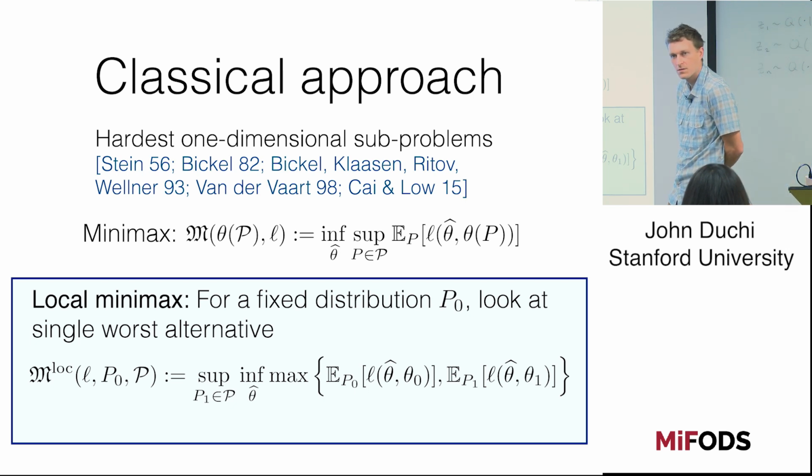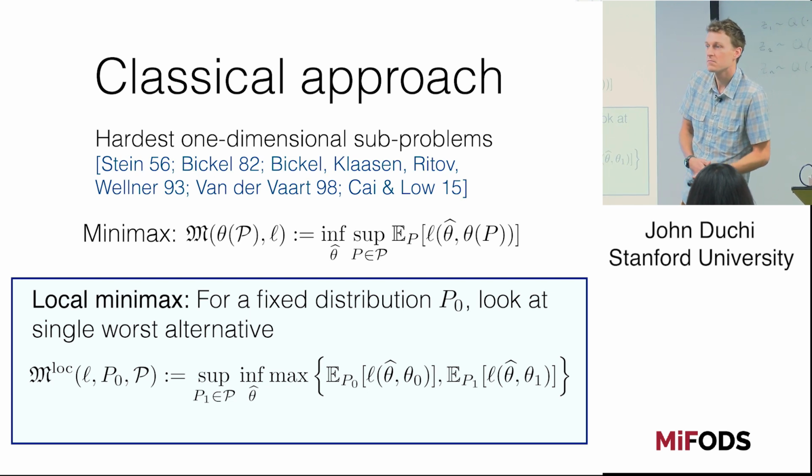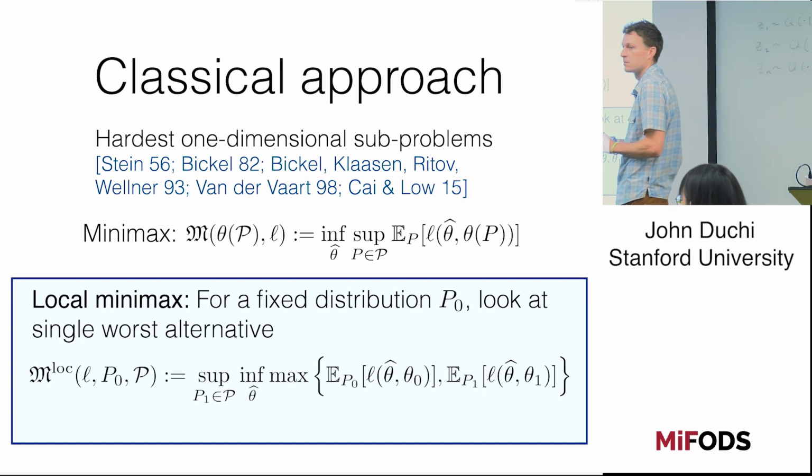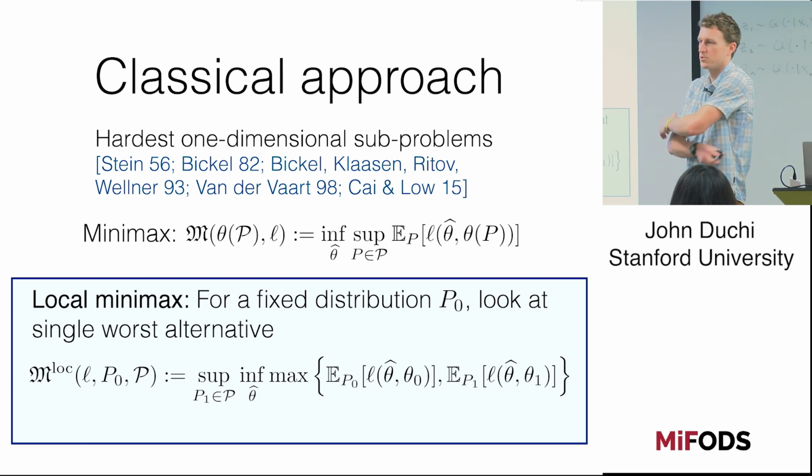Where does P0 come from? P0 is whatever problem you actually have. It's like the true distribution of the data that you're observing, because there is some problem you have, and the question is, how hard is this problem? Does script P depend on P0? Script P is the set of possible populations you could be observing from.